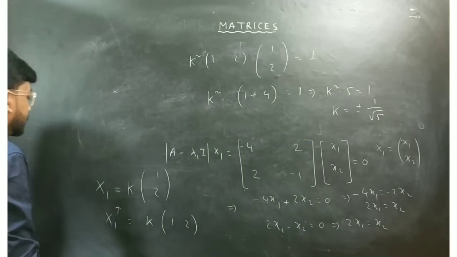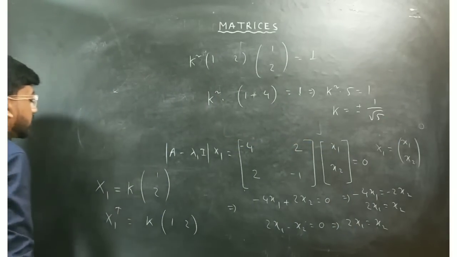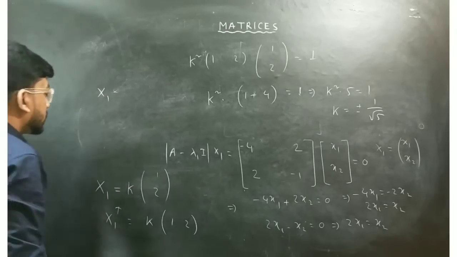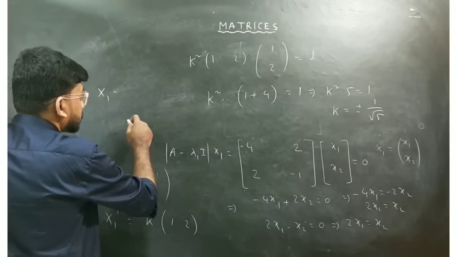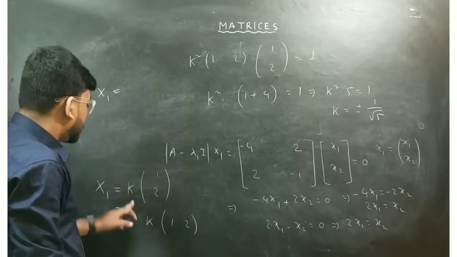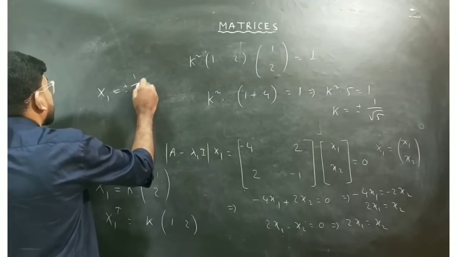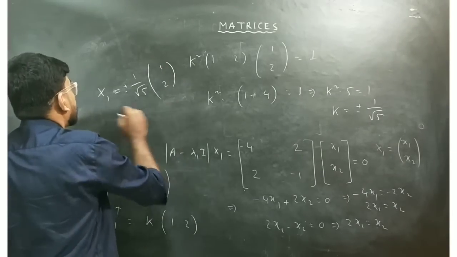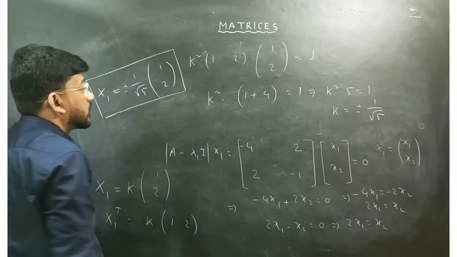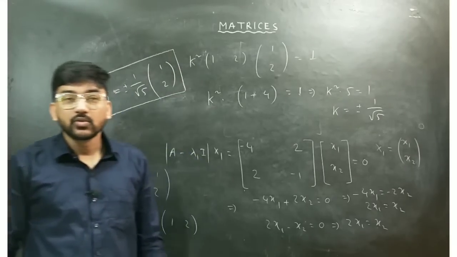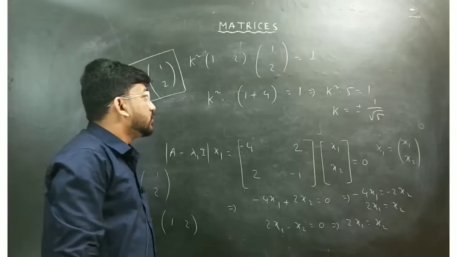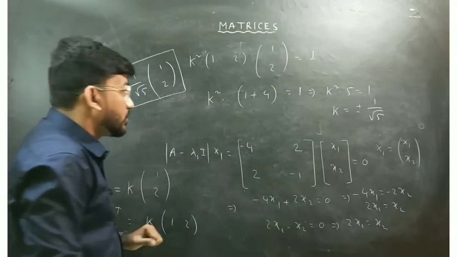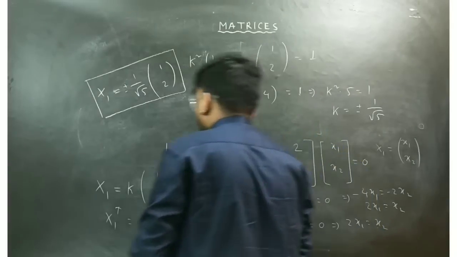Okay, so if you want to write this x1 in normalized form, then you have this x1 equal to 1 upon root 5, that means plus minus 1 upon root 5 times 1 2. So this will be your eigenvector corresponding to the eigenvalue lambda 1 is equal to minus 1. Okay, similarly we can find out the eigenvector corresponding to the eigenvalue minus 6 also. So let me find out that thing also.